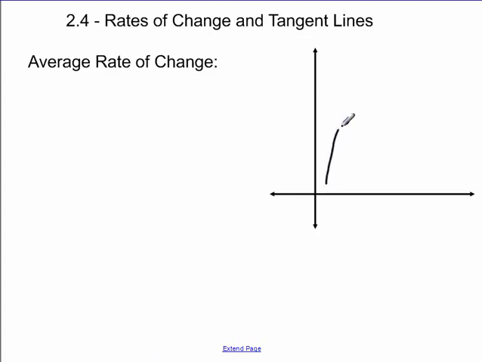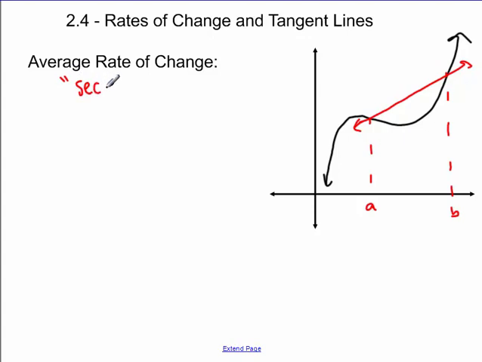So say we have some function, and I have an a value, I have a b value, and I have the line that goes through those 2 points. The average rate of change is the slope of the line that goes through those 2 points. We often call that the secant line, and that's going to come into play in a later chapter.